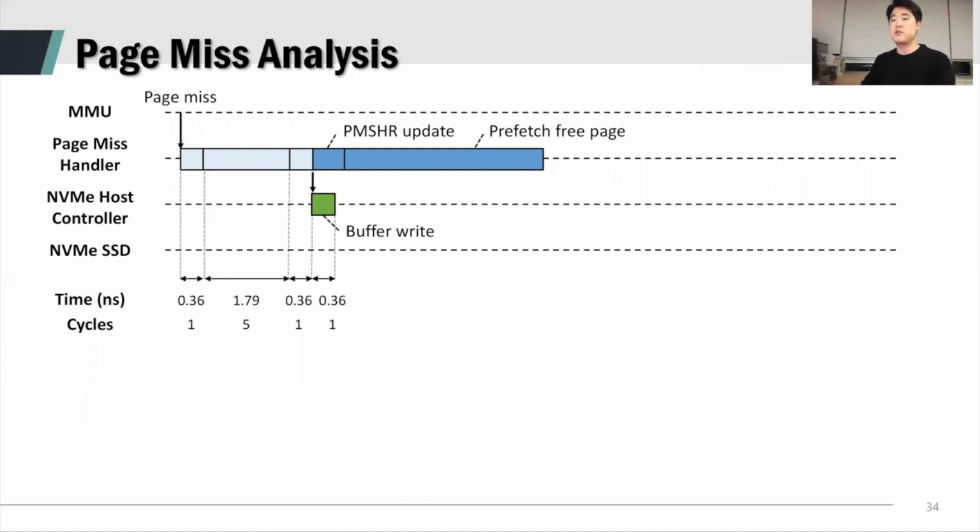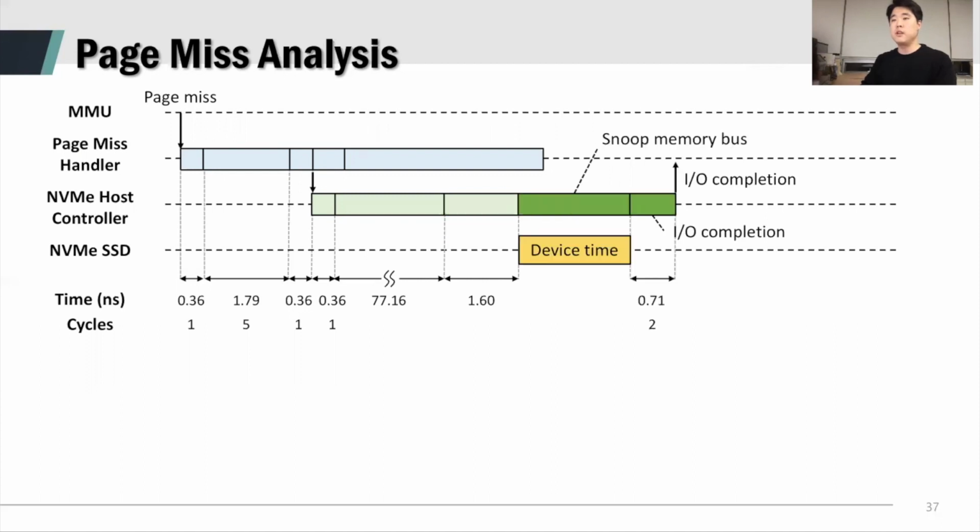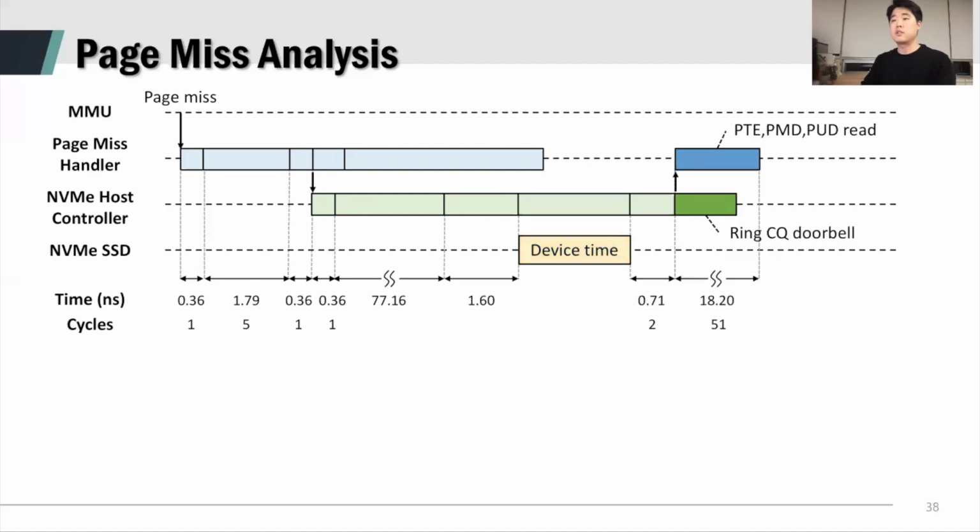Then it sends an IO request to the NVMe host controller. At the same time, the page mishandler accesses the free page queue in memory to prefetch a free page for the next page mishandling. Then the NVMe controller writes the NVMe command to memory. It takes 77 nanoseconds, which is the most time-consuming operation in page mishandling. Then it rings the doorbell, which takes 1.6 nanoseconds. After the device I/O time, the completion unit takes 2 cycles to check the I/O completion, then percolates the completion upward to the page mishandler. Then it writes the CQ doorbell register.